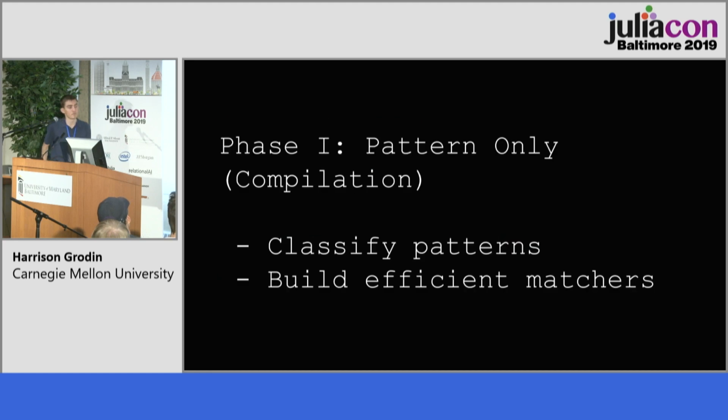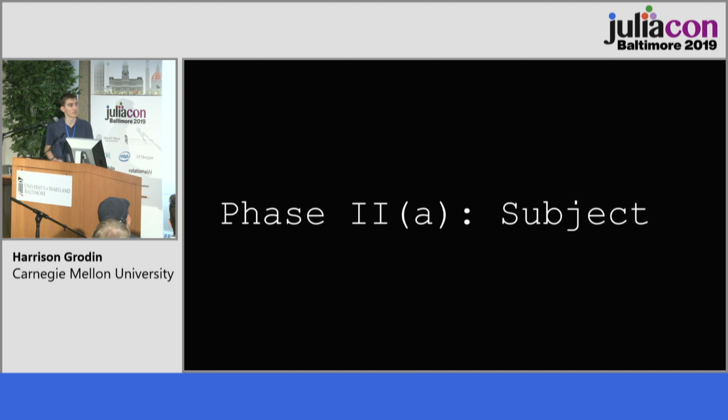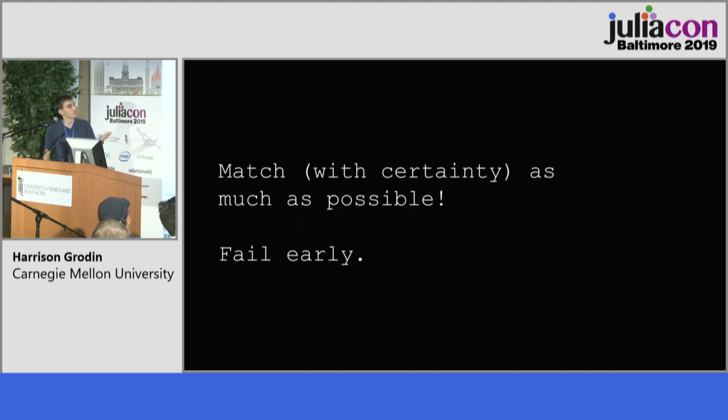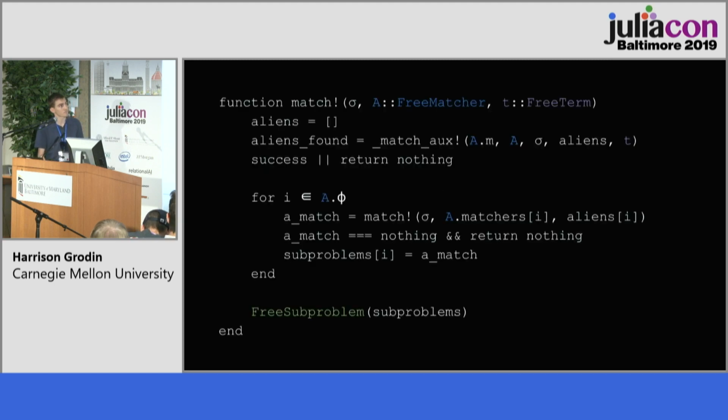So in phase 1, we just have a pattern, and we want to compile it. We first create these classes of patterns as humans that we want to match efficiently. And then we can build the matchers themselves. So let's see. Phase 2a, we get a subject. I'm going to kind of run quickly because I want to be able to show a demo of this. So you get this subject, and now you want to match it. So fair enough. You want to match with certainty as much as you possibly can immediately, and fail early if you can tell that it's not going to work out in the end. So this is a lot of code. Don't worry too much about it. The idea is it has 3 sections.